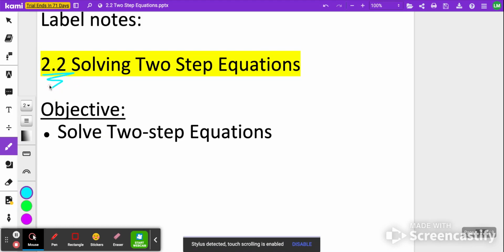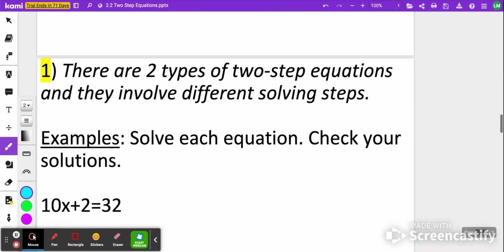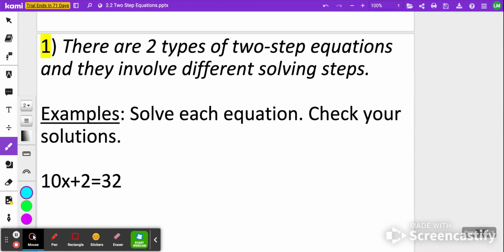Today we're going to be looking at lesson 2.2, solving two-step equations. What we're going to be looking for is how to solve two-step equations, essentially. Again, this is a review of how to solve them. We should have seen this back in 7th grade, but if you needed some type of review, here it is.